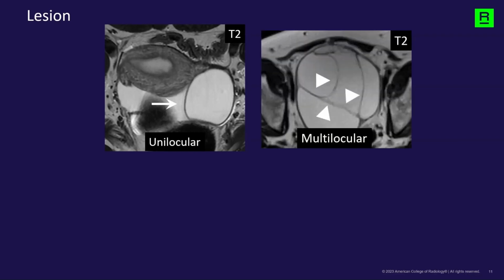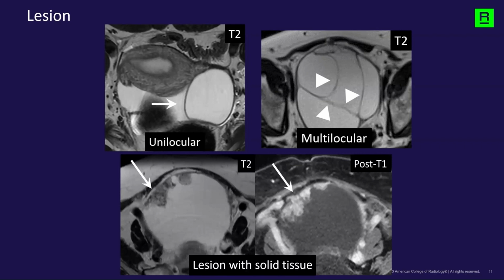A multilocular cyst, by definition, contains more than one locule and at least one complete septation. In this example, there are multiple thin septations denoted by the arrowheads. A unilocular or multilocular cyst may or may not contain solid tissue. In this example, there is a large unilocular cyst containing enhancing solid tissue. The white arrow points to the T2 weighted intermediate signal papillary projection along the anterior wall that clearly enhances following contrast administration.